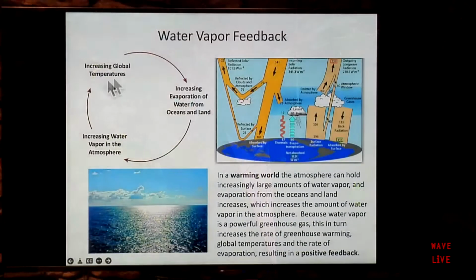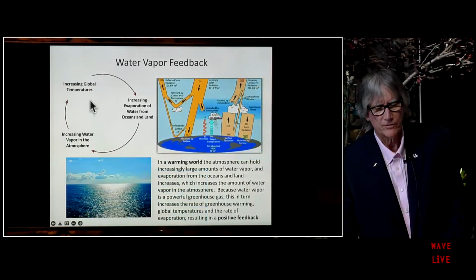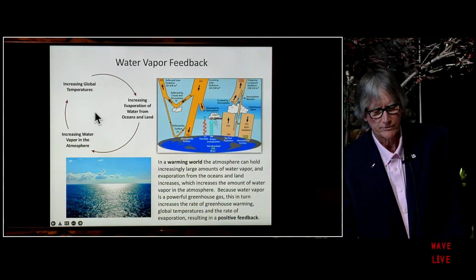When you have increasing global temperatures because of this imbalance in the radiation at the top of the atmosphere, this produces increasing evaporation of water from the oceans and the land. The oceans are warming, and we saw that in lecture 1. We looked at some of the animations there. As this evaporation is increasing, that produces increasing water vapor in the atmosphere. And of course, as the atmosphere is warming, it can hold more water vapor. So the water vapor in the atmosphere is slowly increasing as a result of this feedback loop.